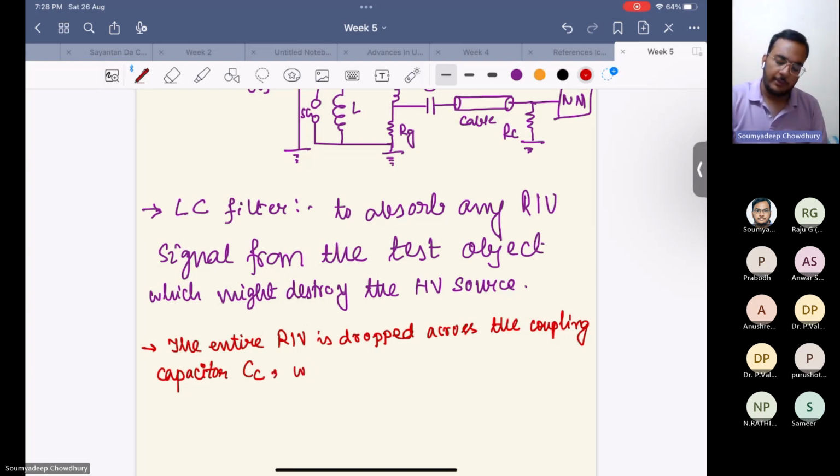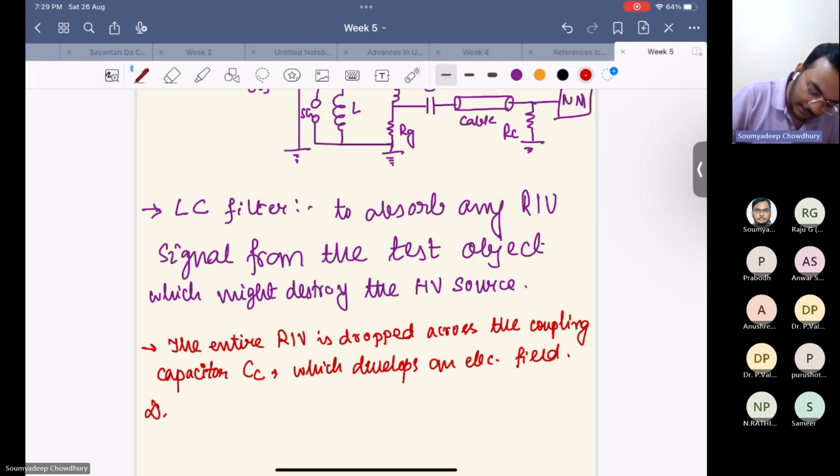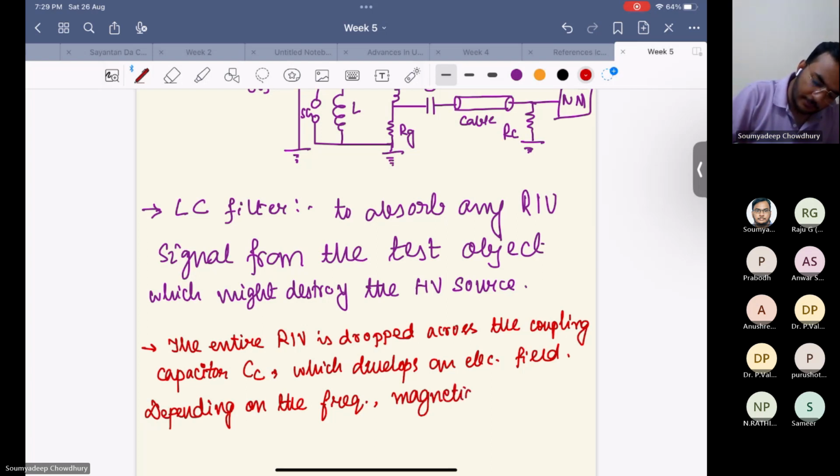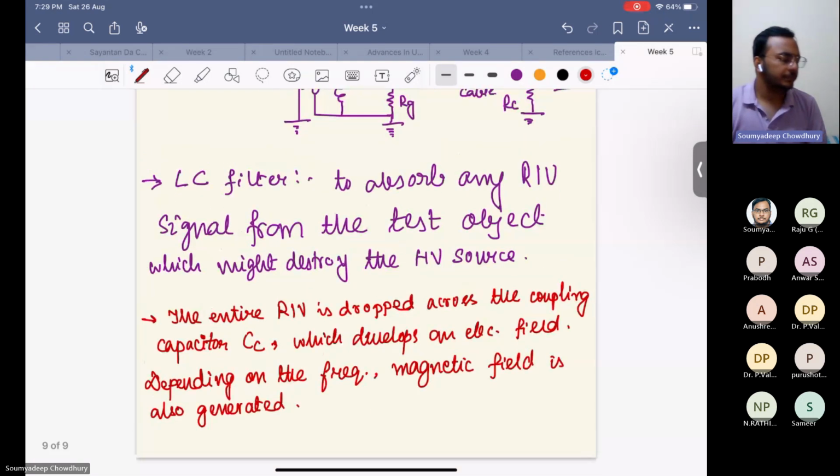And due to this, it will develop an electric field. And depending on the frequency, if the frequency of the RIV signal is high enough, a magnetic field is generated. Till now, is the explanation clear?